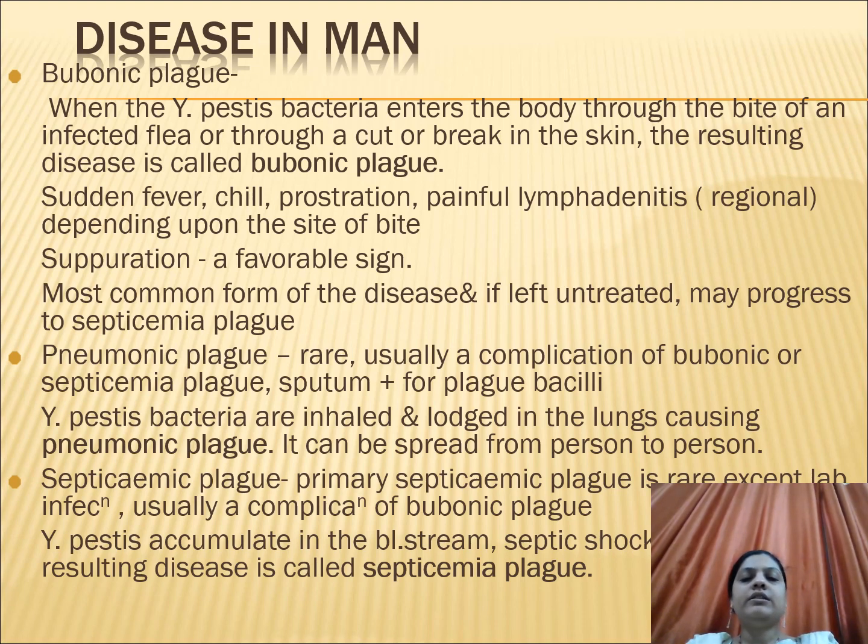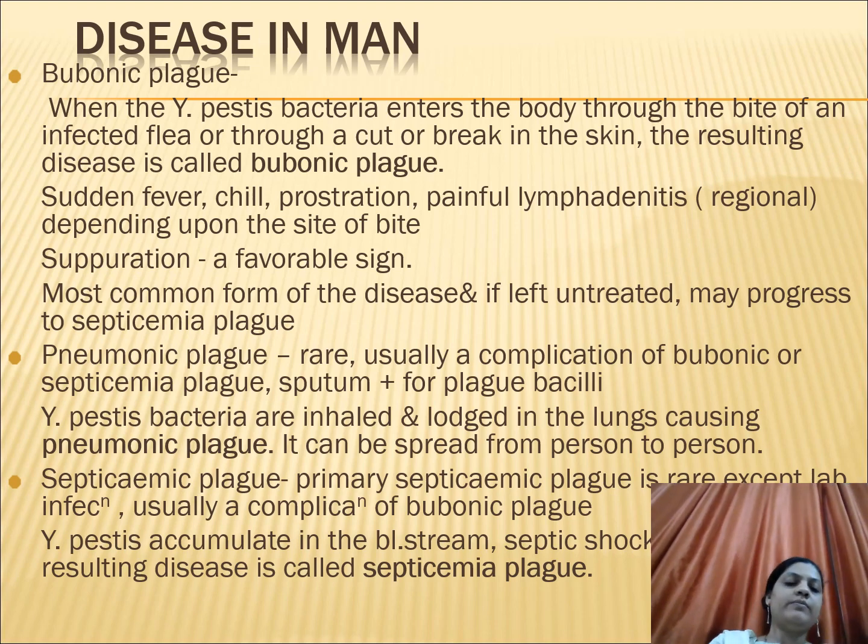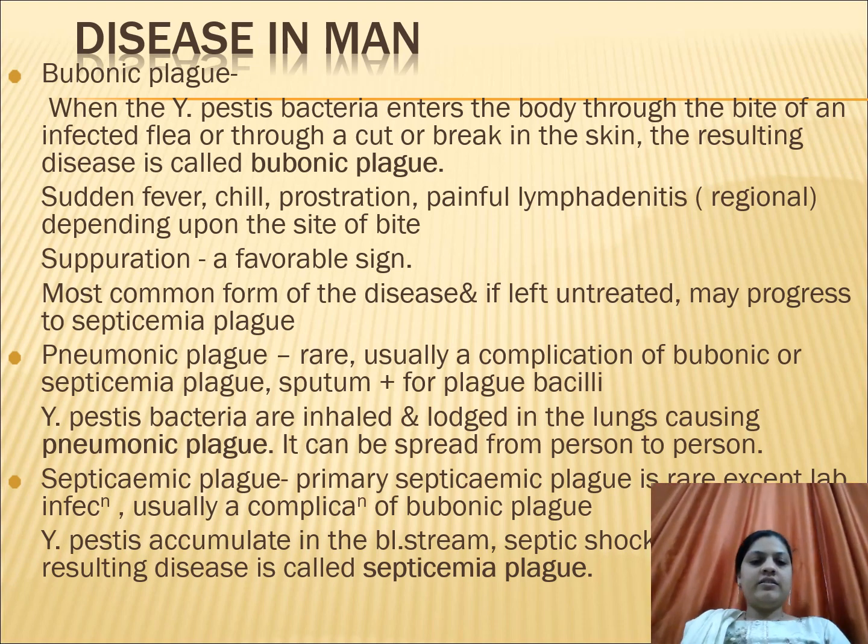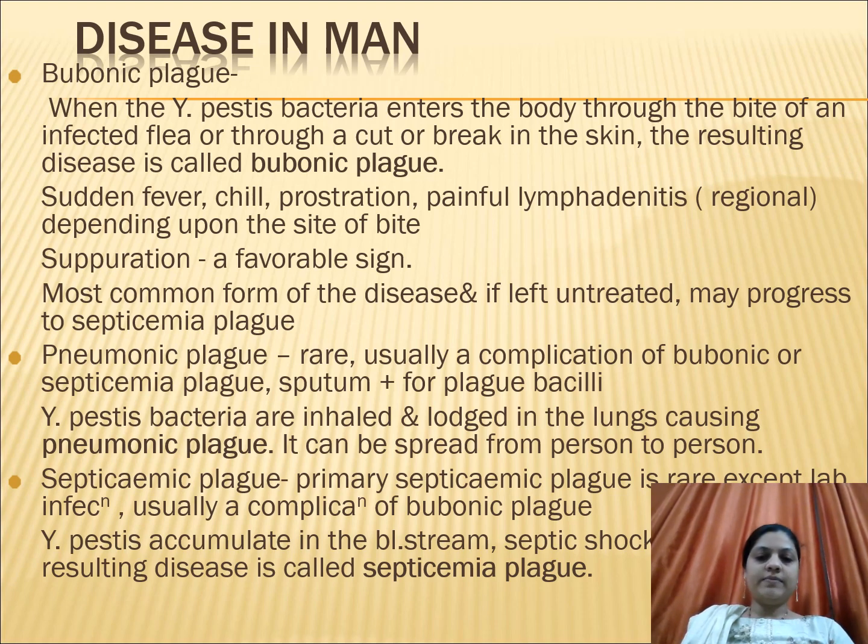Septicemic plague: primarily septicemic plague is rare except in lab infection. Usually it is a complication of bubonic plague. Yersinia pestis accumulates in the bloodstream and can cause septic shock. The resulting disease is called septicemic plague.